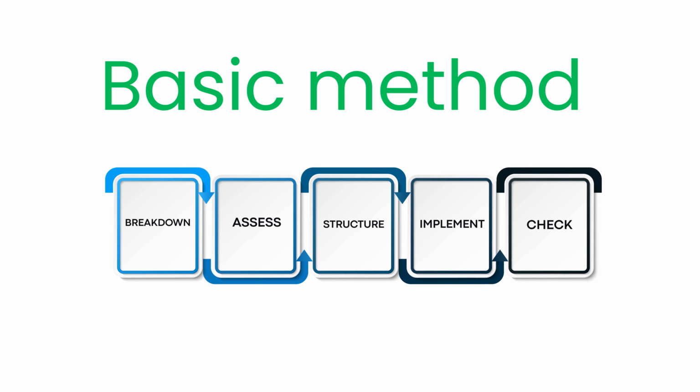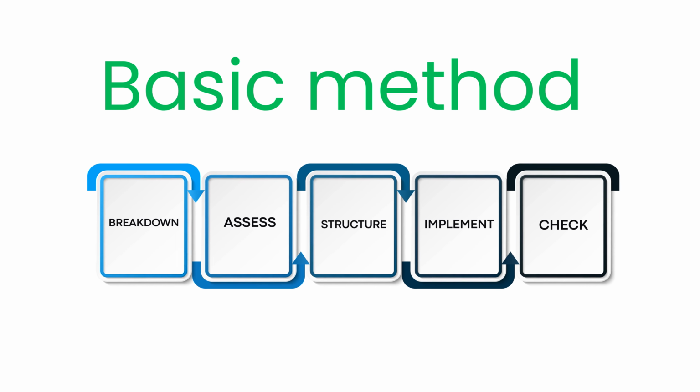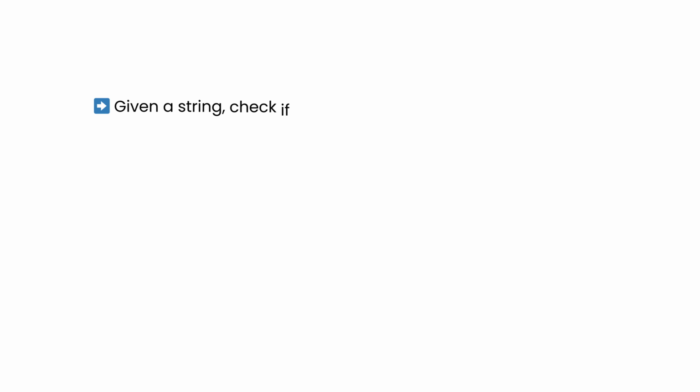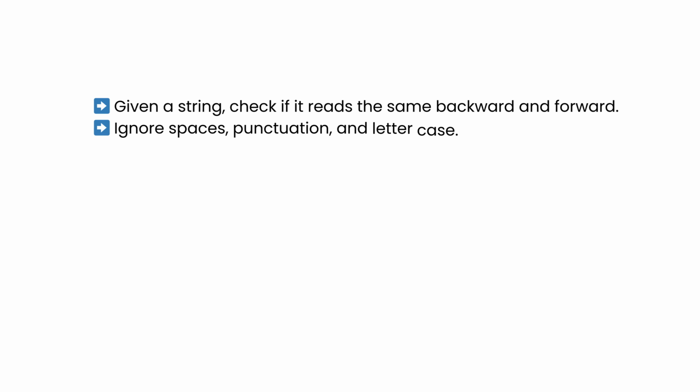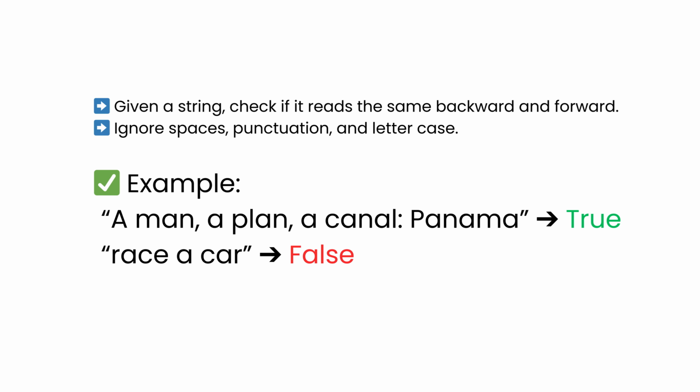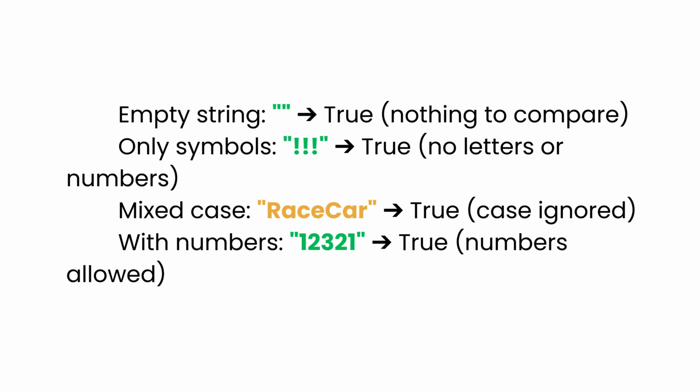A step up from the classic STAR method, perfect for technical breakdowns. We're given a string and need to determine if it's a palindrome, meaning it reads the same backward and forward, ignoring non-alphanumeric characters and letter case. For example, "A man, a plan, a canal: Panama" should return true, while "race a car" should return false. Consider edge cases: empty strings, strings with only symbols, mixed upper and lower case, or numbers mixed in.